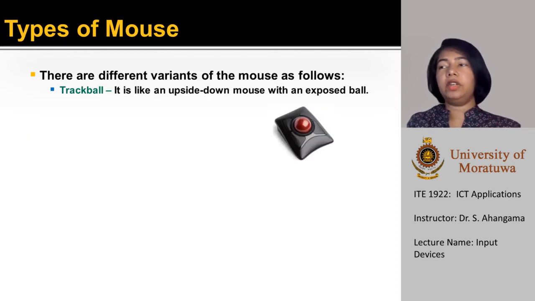There are different variants of mouse. First one we can consider is trackball. It works like an upside-down mouse. You rest your index finger or thumb on an exposed ball, then place your other fingers on the button. Here you can see a trackball.